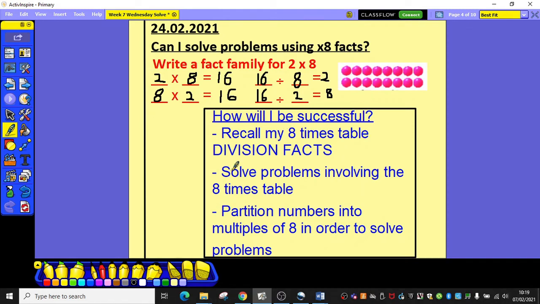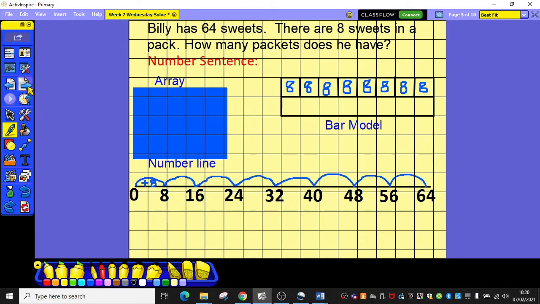So today we're going to be using our division facts for the 8 times table. We're going to be solving some problems, and for some of us we're also going to be partitioning multiples of 8 in order to help us solve problems. So let's have a look at today's problem. You'll notice it's very similar to yesterday's, but today there are 8 sweets in a packet as opposed to 7. So Billy has got 64 sweets. There's 8 sweets in a pack. How many packets does he have?